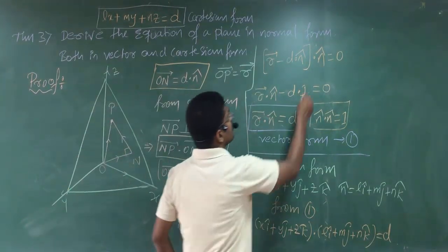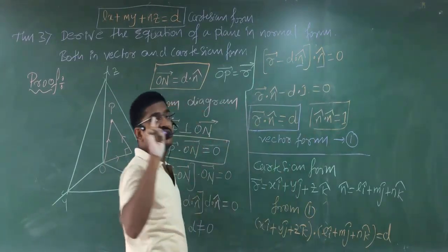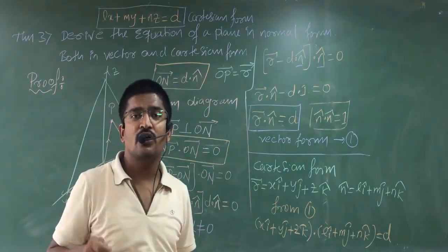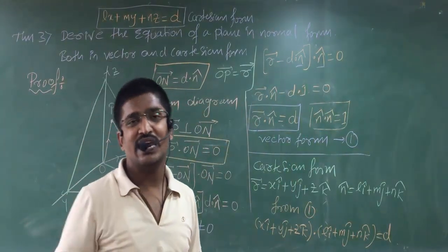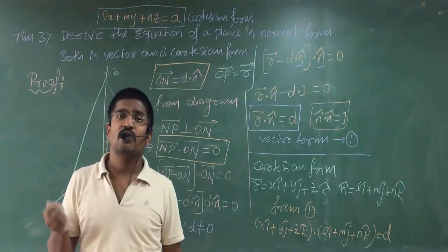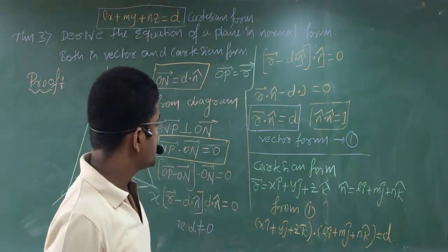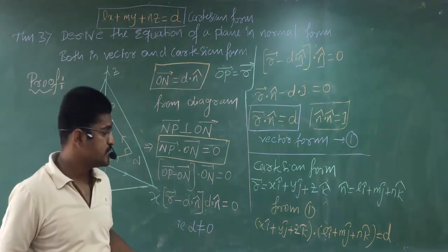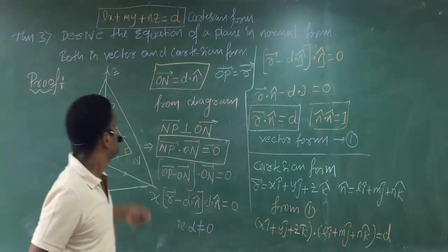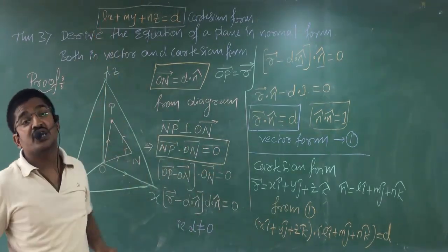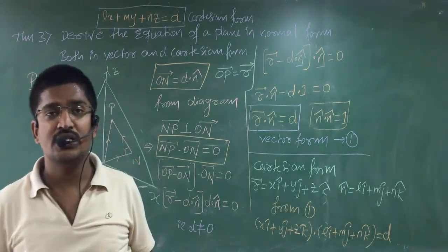Here you remember n cap dot n cap is 1, because we know that the dot product of i cap dot i cap is 1, j cap dot j cap is 1, k cap dot k cap is 1. So for that reason you should remember those terms. If you multiply these two, you will get your Cartesian form. Clear, students? Okay.